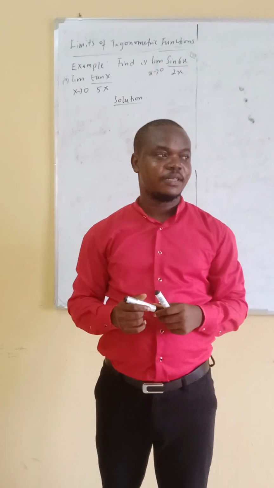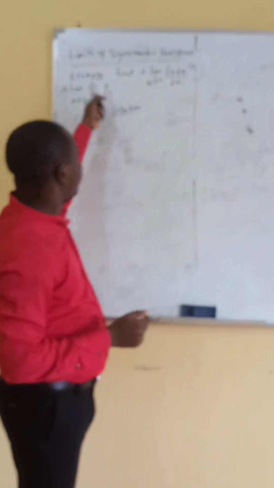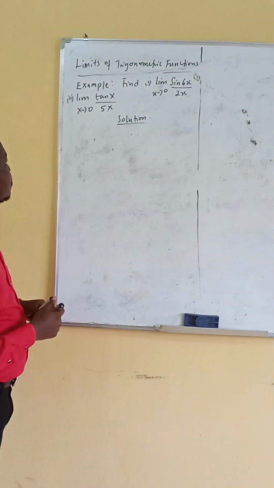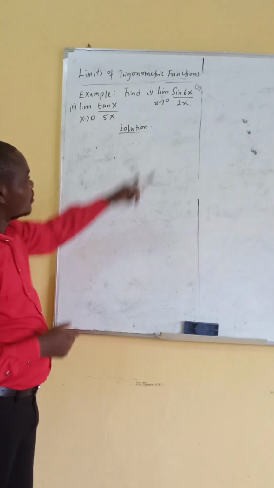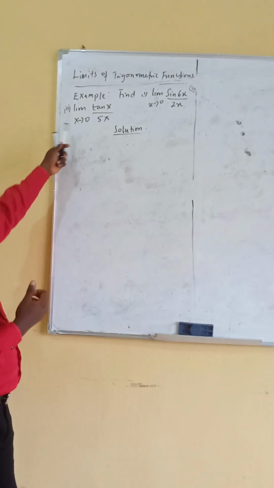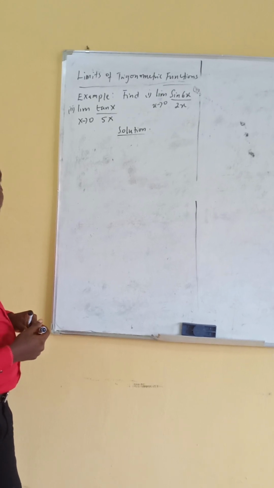Welcome to Micro's tutorial. We'll be looking at limits of trigonometric functions. Example: find the limit of sine 6x over 2x as x tends to 0, and the limit of tan x over 5x as x tends to 0.